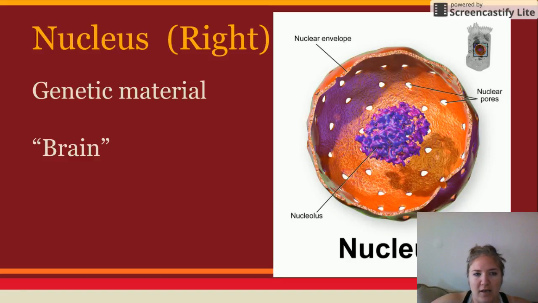The nucleus is where all the genetic material, DNA or RNA, is held, and this is kind of the brain of the cell. This is a picture of just the nucleus within a cell, and you'll notice that there are these nuclear pores, a nuclear envelope that surrounds it, and then the nucleolus is the region where all of the genetic material is held. Make sure that on the right side of your notebook you put nucleus and genetic material.